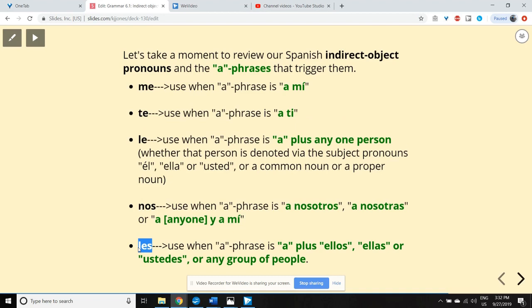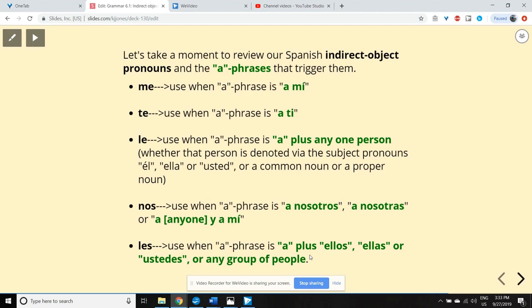All right. That leaves us with our third person plural indirect object pronoun, les. When do we use this? Well, we use it when our a phrase is a plus ellos, or a plus ellas, or a plus ustedes, or a plus any group of people denoted by a plural noun. It can also be used when you have a plus one person, y a plus another person, i.e. a sequence of people joined by the connector y, meaning and, after the preposition a, okay?